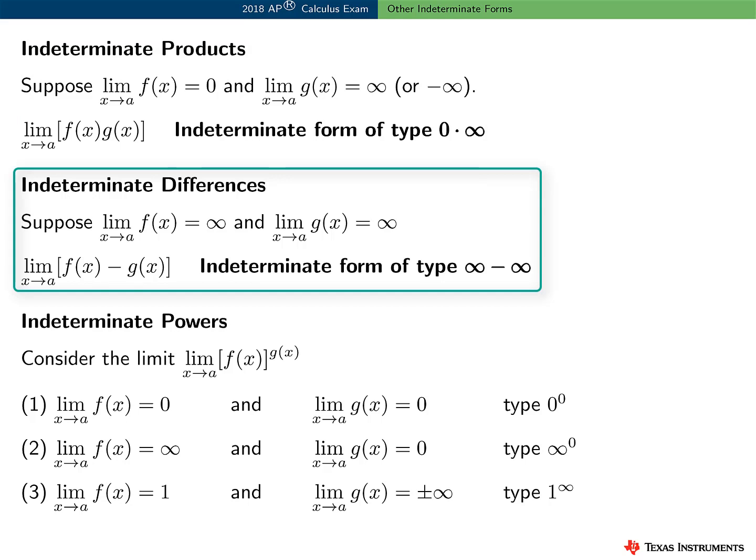Suppose f and g are increasing without bound as x goes to a. Then this limit is an indeterminate form of type infinity minus infinity. And once again, there is a numerical struggle here. If f is increasing faster, then the limit is infinity. If g is increasing faster, then the limit is minus infinity. Or there could be a compromise. The limit could be a finite number.